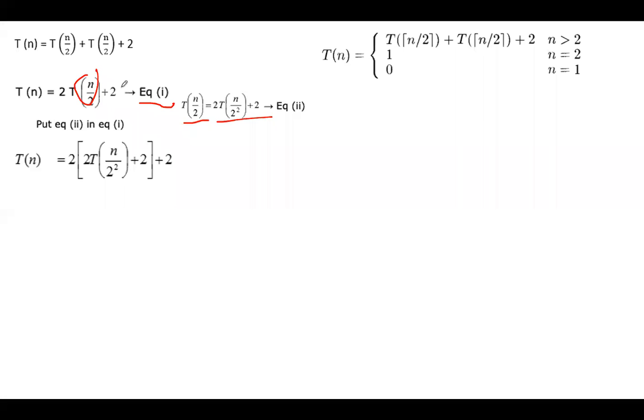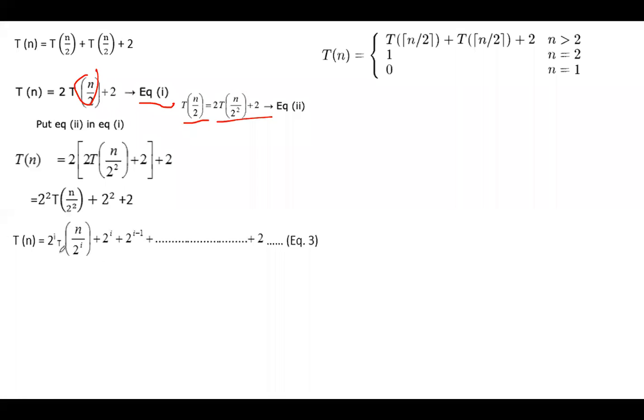So if you substitute it, T(n) is equal to 2 into (2T(n/2^2) + 2) + 2. And if you solve it, 2^2 T(n/2^2) + 2^2 + 2. Okay, this is only for n/2. Again, further if you solve it, what you'll get, T(n) is equal to... okay, the next step I will not write. We shall write the final thing.